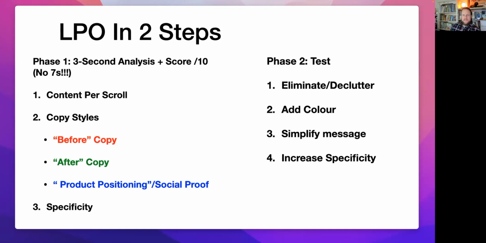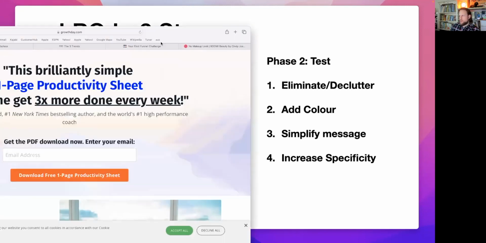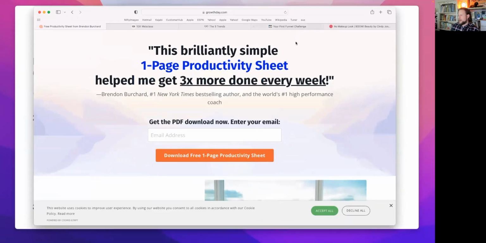So here is the first landing page I want you to look at, and we are going to look at content per scroll. So tell me, how much stuff do you think there is here, and how would you score this out of 10? This is a landing page from Brendan Bouchard, who is running traffic to a 1-page productivity sheet. So personally, I'm going to score this thing an 8.